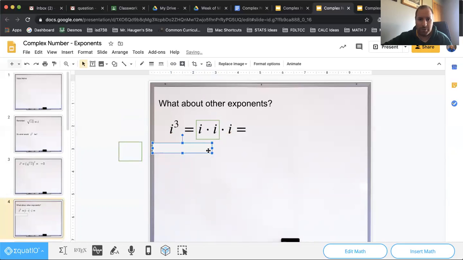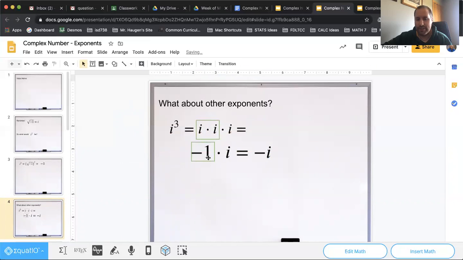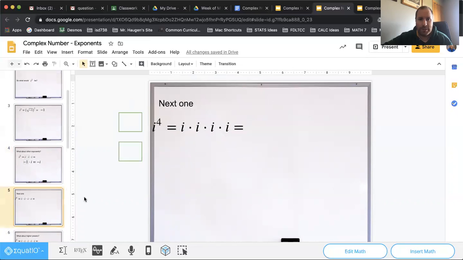Nothing super exciting there, but that's what i times i is, this -1 here. So then it's just -i. So i cubed becomes -i. Kind of strange, and again, it seems a little different than what we're used to working with. When you cube something, it all of a sudden automatically makes it negative, but that's the way it works with these complex numbers.